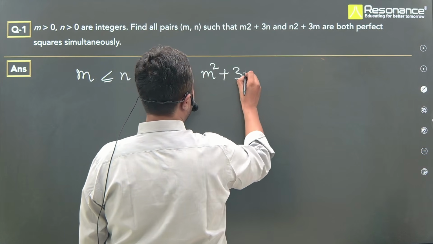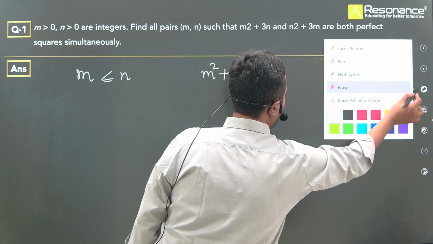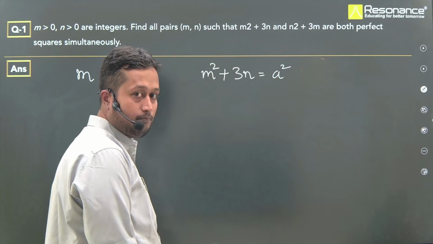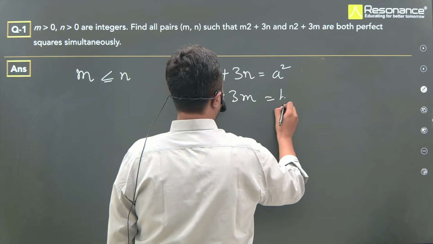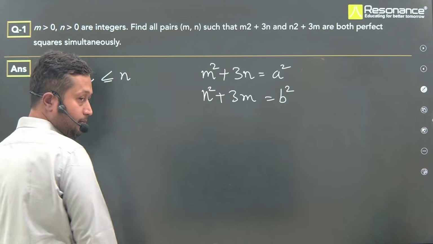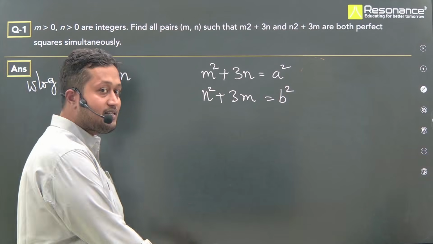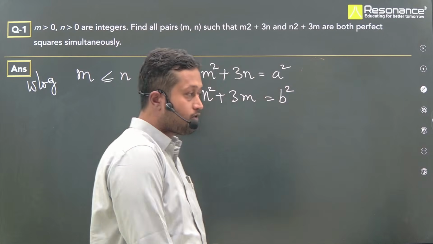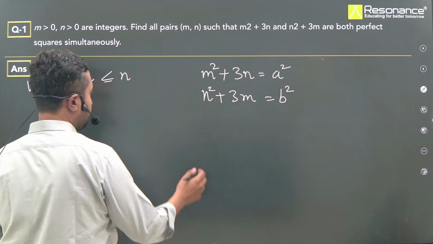So you have M square plus 3N equal to, let's just call that A square. And then similarly, you have N square plus 3M is equal to B square, right? Now under this assumption, by the way, I should probably say without loss of generality, we can assume M is less than or equal to N, because if M comma N is a solution, then N comma M is also a solution, right? So we can just reflect the pairs and we'll get the other remaining solutions.